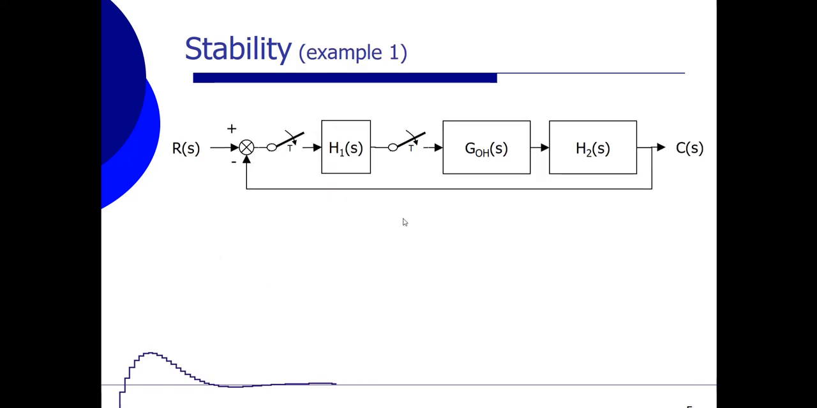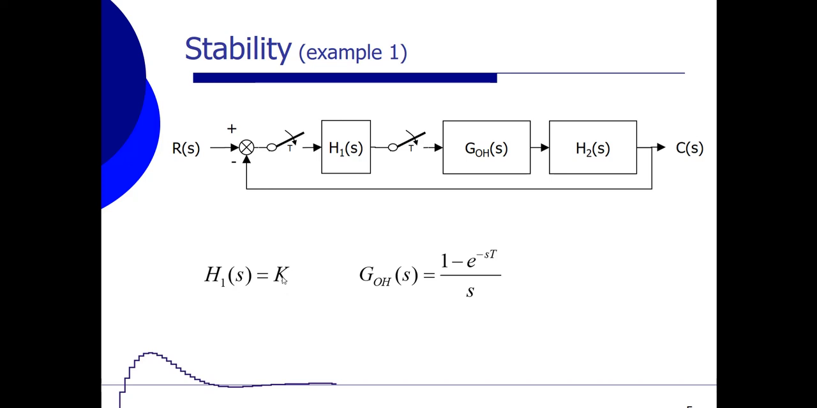Well, let's have a look at an example. In this example, I have a system, H2, and that system is preceded by a zero order hold. That zero order hold is defined as 1 minus e to the power minus sT over s. That's the definition of our zero order hold. And it's controlled by a controller H1, and you can see we are going to use a proportional controller with only a K in it.